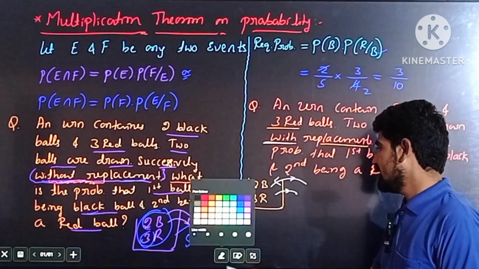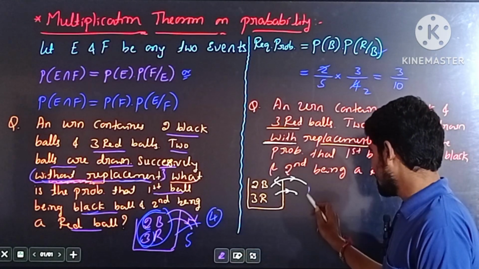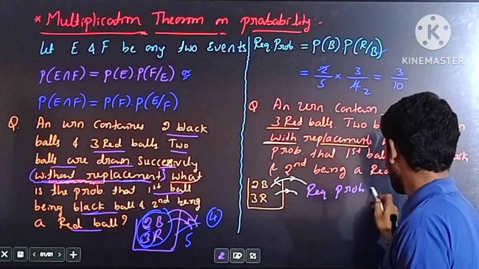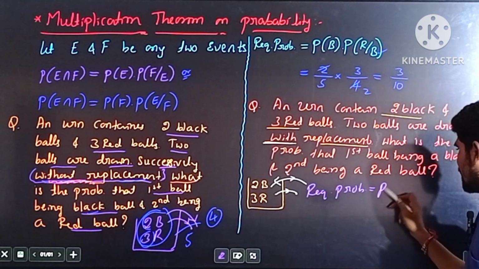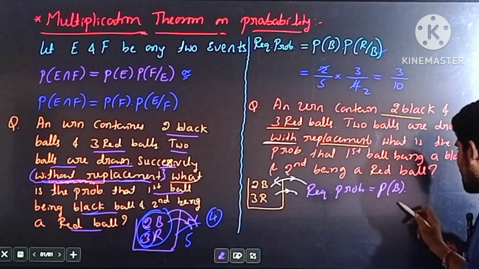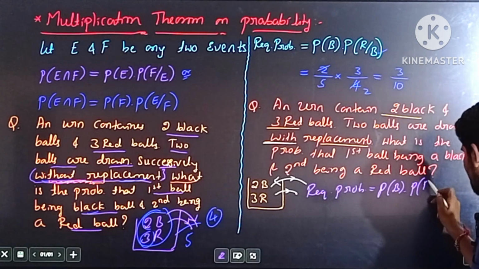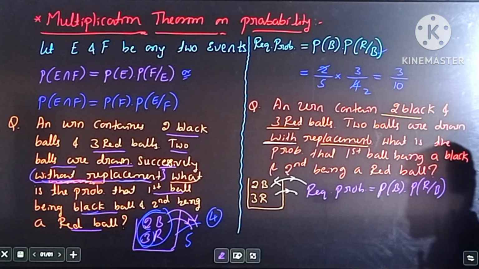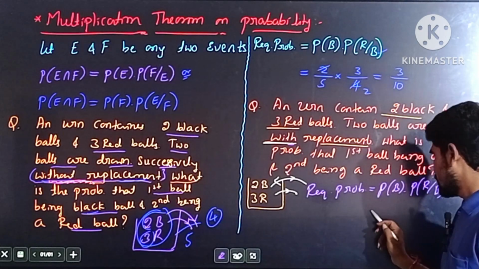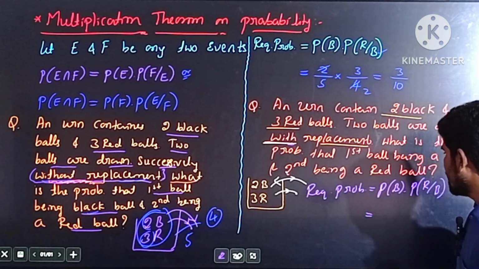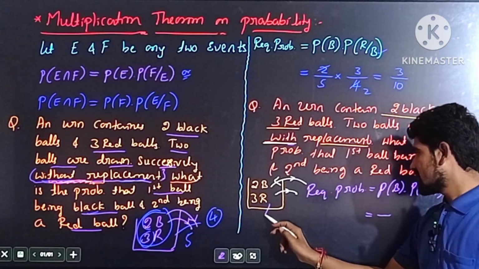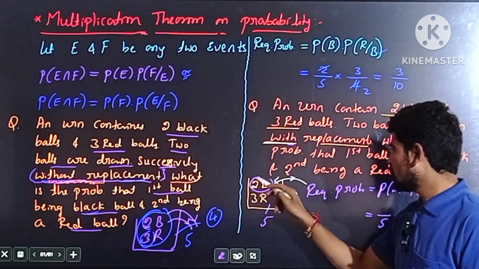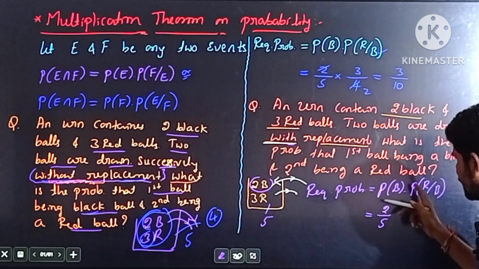So in this question the required probability is equal to the probability of the first ball being black times the probability of the second being red, given that the first ball being black has already occurred. The total number of balls in the box is 5, so we divide by 5. Out of 5 there are 2 black balls, therefore 2 by 5 is the probability of the first black ball.